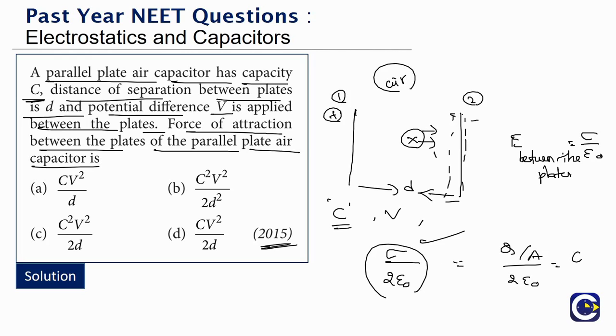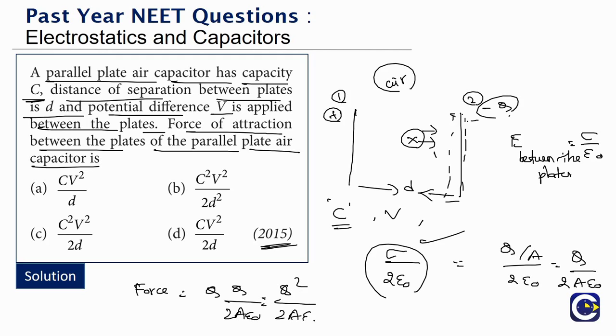Q by A. So what is it? Q by 2A into epsilon naught. This is the field. What is the charge on this plate? Negative, but the value will be Q. So the force is equal to what? We are just taking the force magnitude. The charge value on the second plate is modulus of minus Q, which means Q into the field at that place. So what is it? Q square by 2A into epsilon naught. So this is the force.